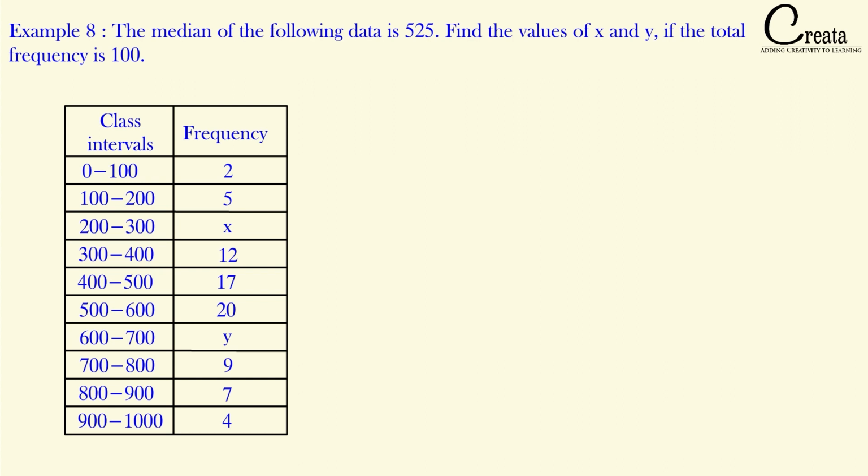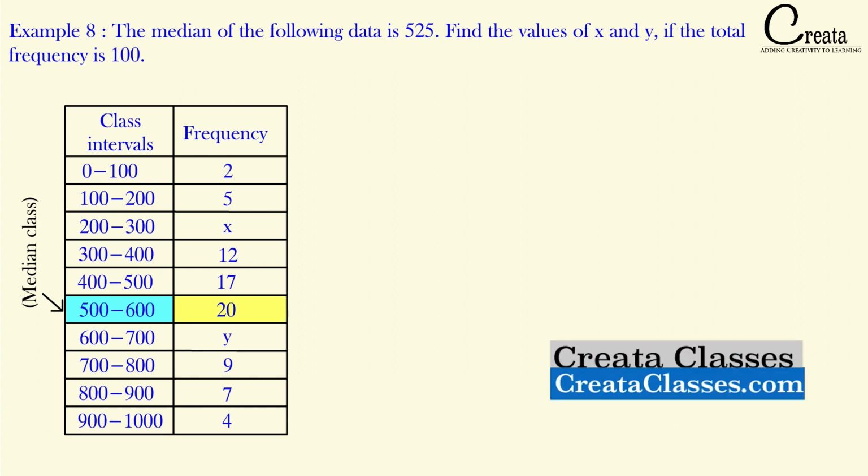So coming back, let's approach this question. Here the median is given as 525, and median, we know, is the central observation. These all are the observations. Let's see in which range our 525 will come. 525 will come in the range of 500 to 600. So this will be the median class. Got it? Our median is 525. It is in the range 500 to 600. So this will be the median class.